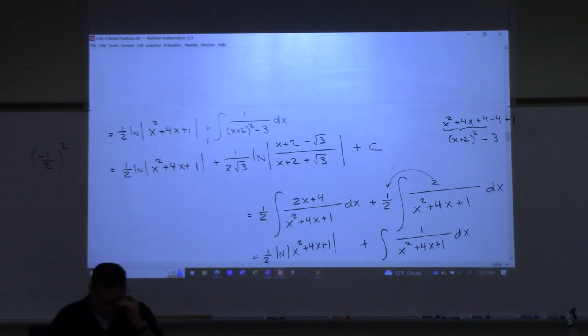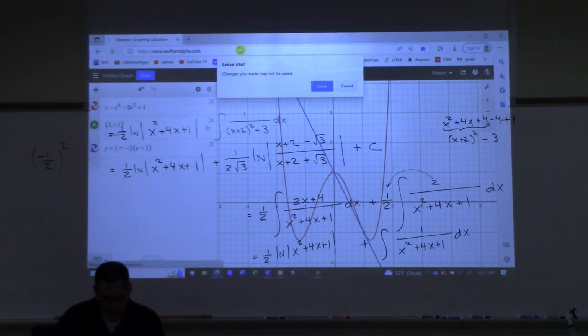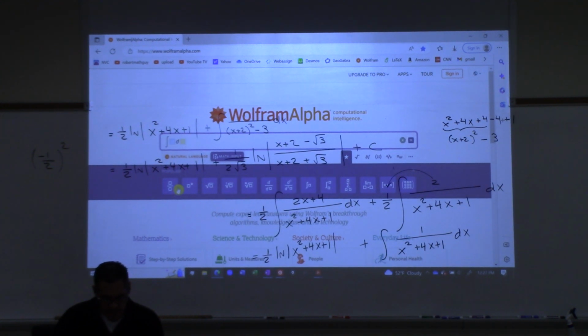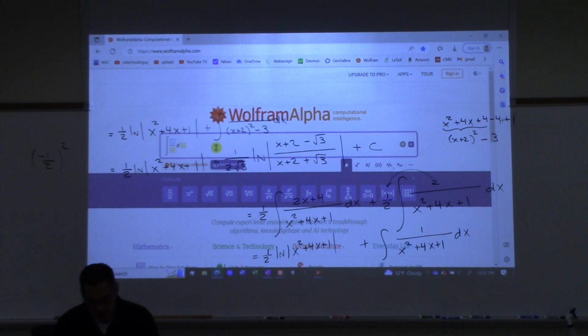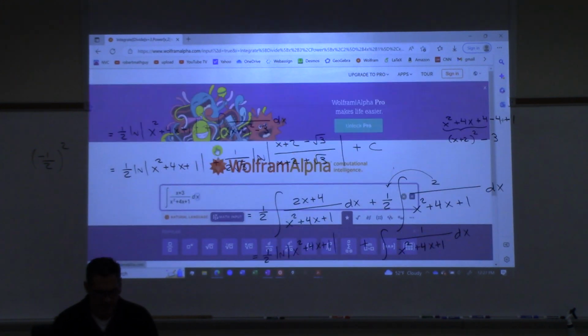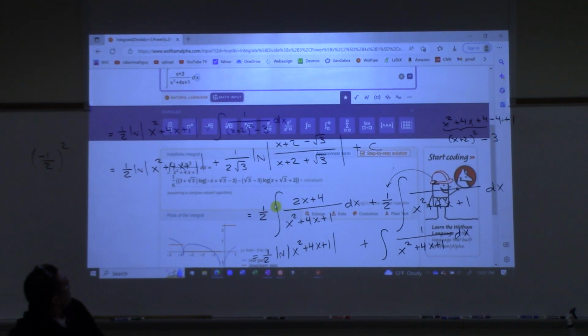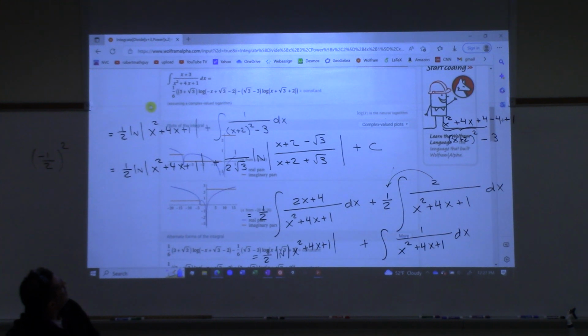I'm just curious to see what Wolfram gives us. So I want the antiderivative of a fraction. What did I give you? x plus 3 on top? On the bottom, it was x squared plus 4x plus 1 with respect to x. Do you see their answer up there? Doesn't quite look like mine, does it?